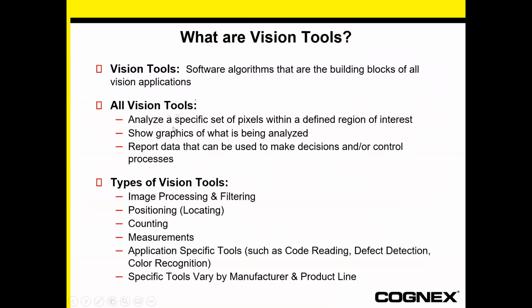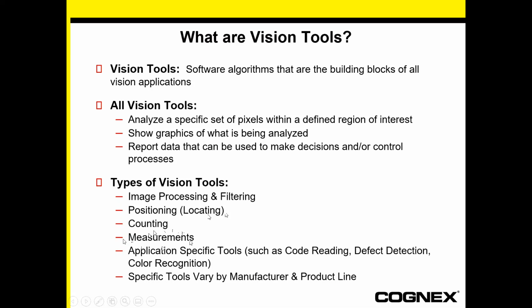So vision tools analyze a specific set of pixels within a defined region of interest. They show graphics of what's being analyzed and report data so that we can make a decision. So that's what it's about. It's about looking at the image, analyzing the pixels, and making a decision. The different types of vision tools that we have, there's image processing and filtering, positioning, locating. Very important to be able to locate your part consistently so you can look at it. We have counting tools. Have I got 10 fish fingers before I put them into the box? I know I get upset when I'm missing a fish finger.